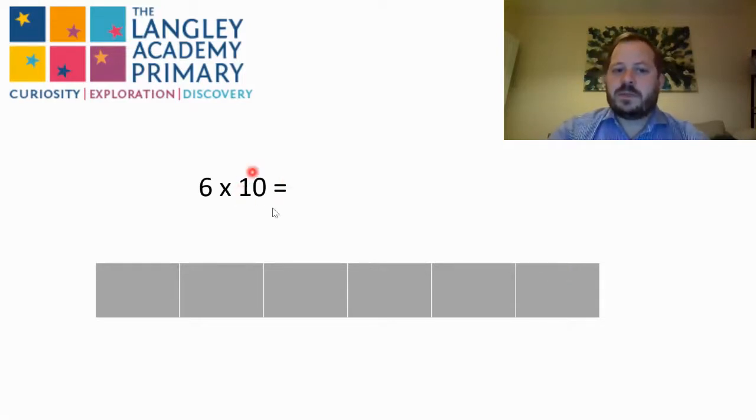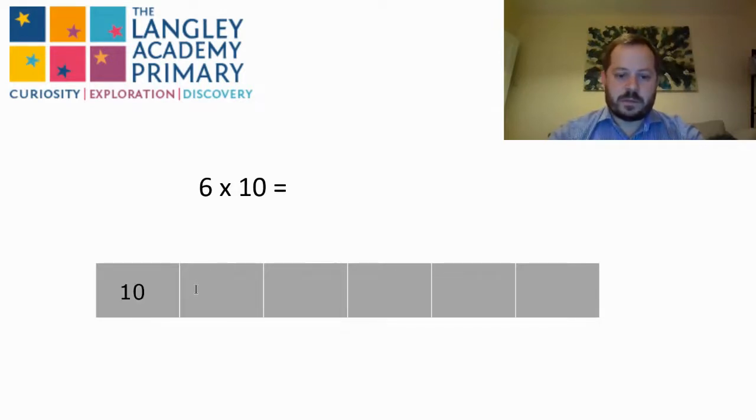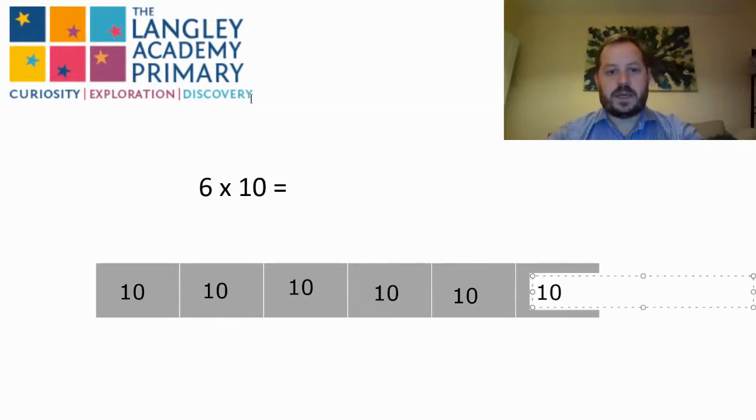And what it's saying is I'm timesing by 10, which means I'm making each one of these individual blocks worth 10 rather than just worth 1. So this one becomes worth 10. The next one over becomes 10. The next one becomes 10. The next one becomes 10. The next one becomes 10. The next one becomes 10.